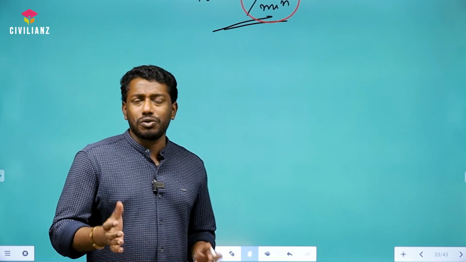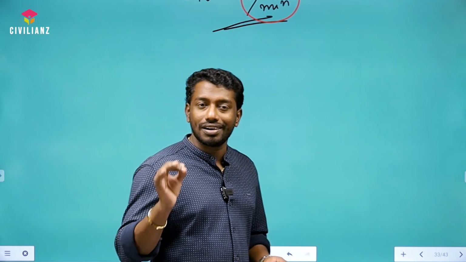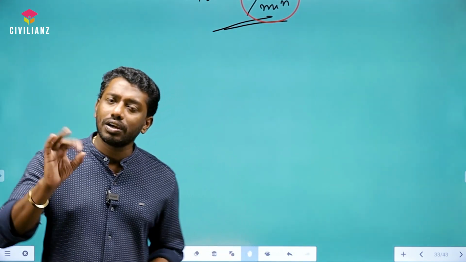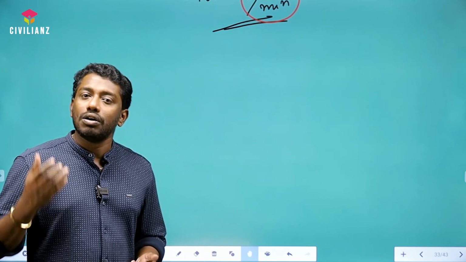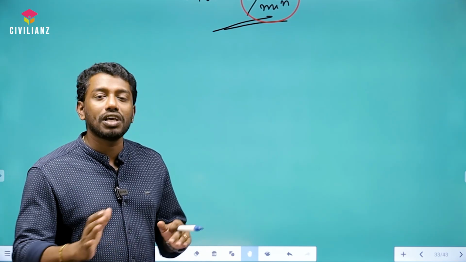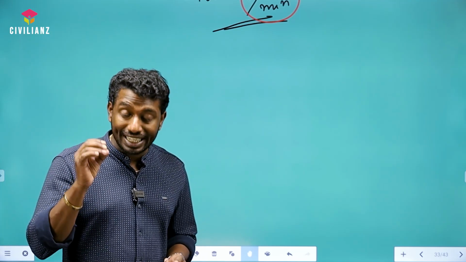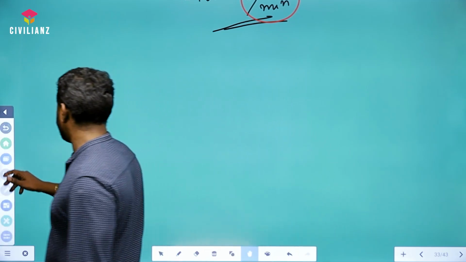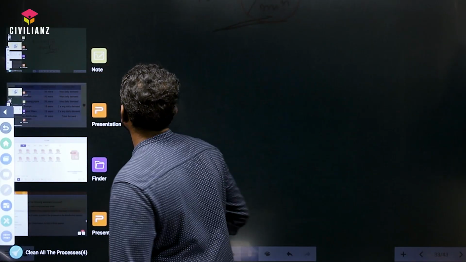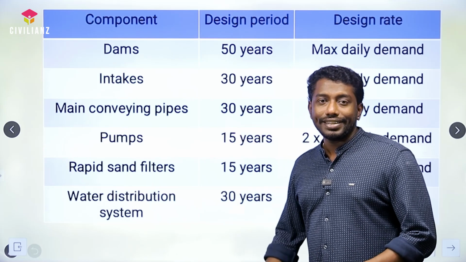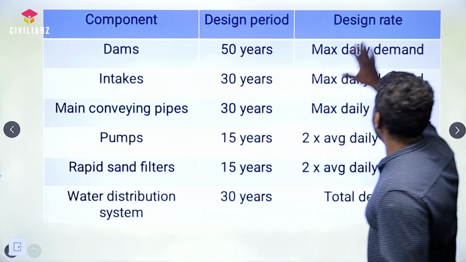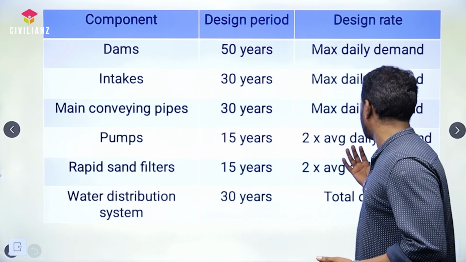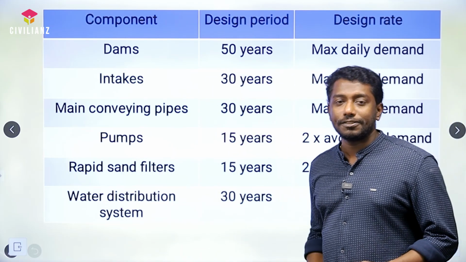So for water treatment plant, a design period of 30 years is generally adopted. Here, this is only a small portion. The only question that will be asked is the design period of various components from the water supply scheme. We have to study design period and design rates. The components are given in the first column, with design period and design rate. This design rate we will discuss later. What is maximum daily demand? What is total demand? We will discuss it later.